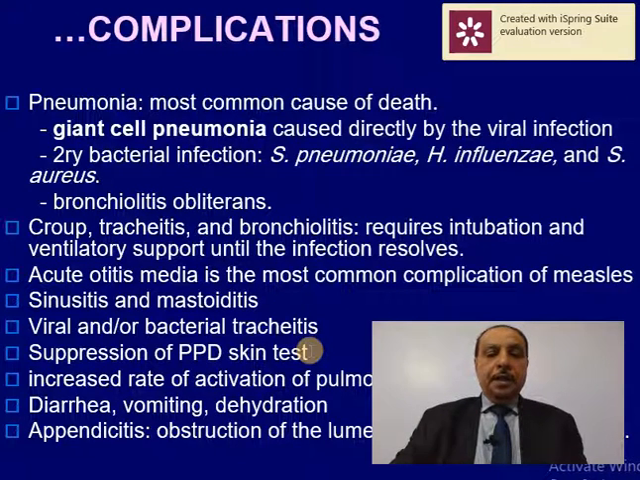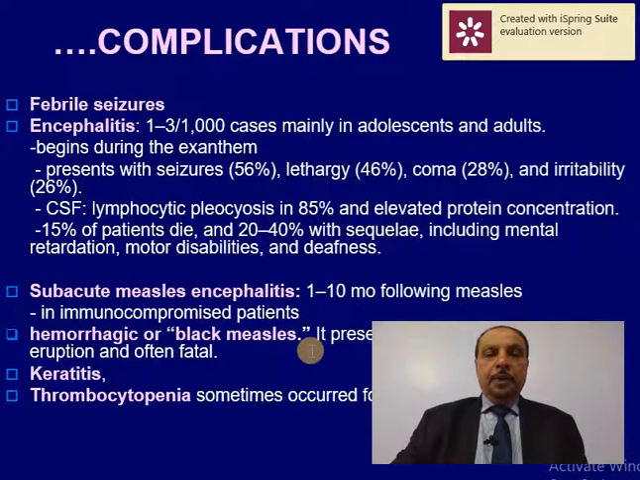Again, another relation with tuberculosis, measles will cause activation of pulmonary tuberculosis and even cavitation. Other side effects like diarrhea, vomiting, dehydration, and again appendicitis, as we mentioned, because of obstruction of the lumen by the lymphoid hyperplasia. More complications like the febrile convulsions when the fever is very high. Encephalitis is the most important after the pneumonia.